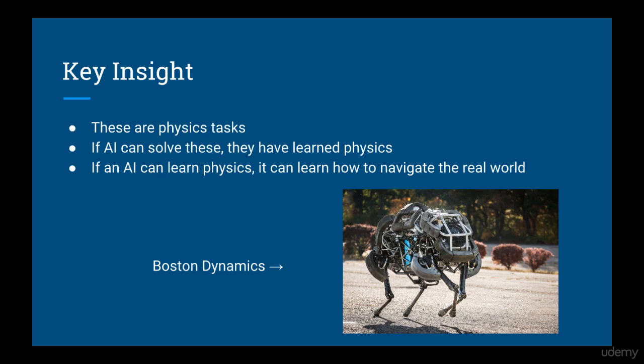One key insight about these tasks is that if an agent can learn to solve them, it is essentially learning physics. If it can learn physics, it can learn how to move about physically in the real world. Here's an example of one of the robots from Boston Dynamics, so you know this stuff really works. There are already companies out there doing it.